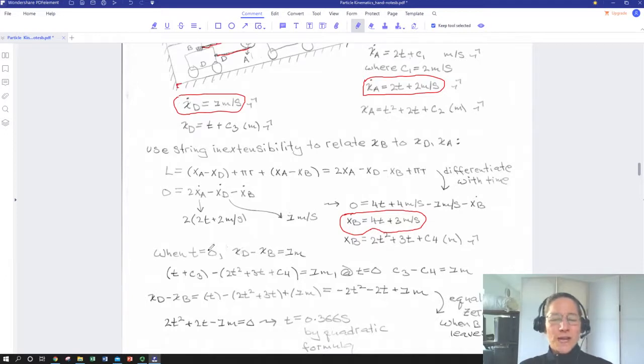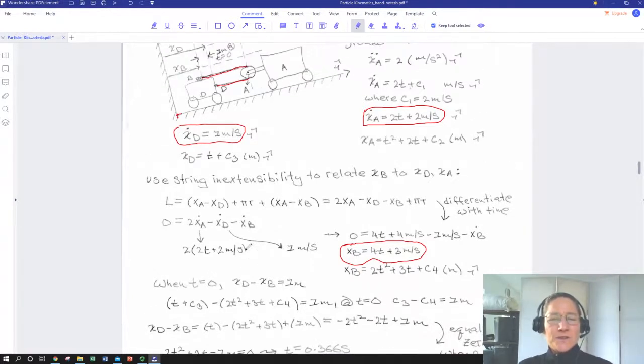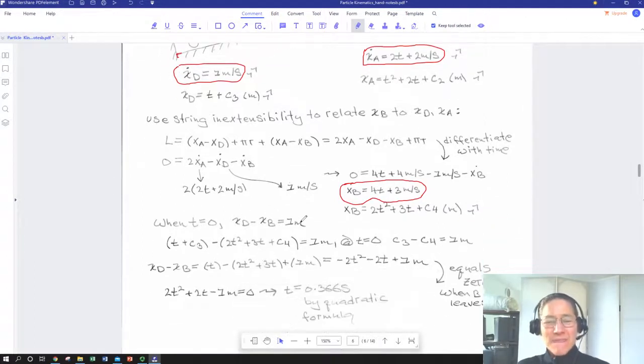We do know that at time 0, the position of point D minus the position of point B is 1 meter. So we have relative positions. So we've got a relative initial condition. So we're going to have to somehow wrangle those around so we can come up with this C4 and get a solution that makes sense for what we need to do.